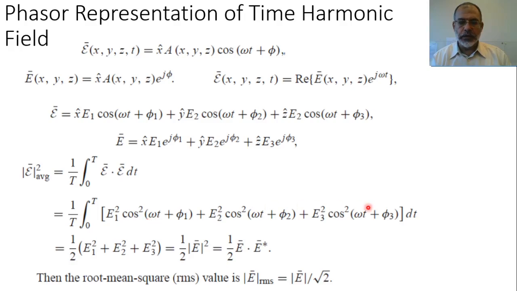Effectively, this integration is quite famous in electric circuits, so I'm not going to discuss it in more detail. The integration of the cosine squared function or sine squared function of omega t over a complete period is just 1/2. So the output of this integration would be E1 squared plus E2 squared plus E3 squared. So it means that the average of the instantaneous electric field equals what?